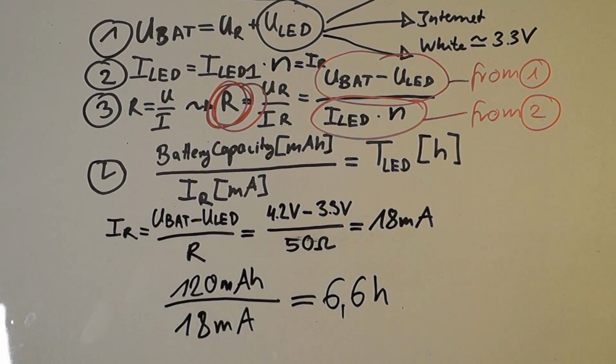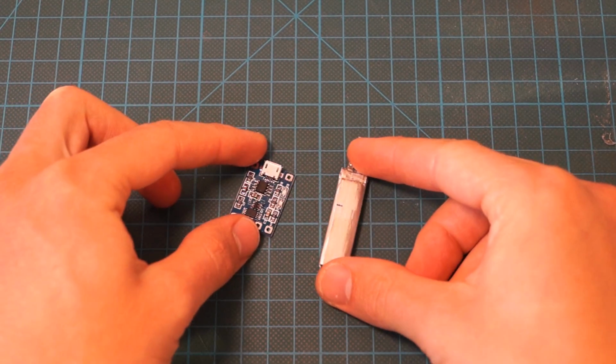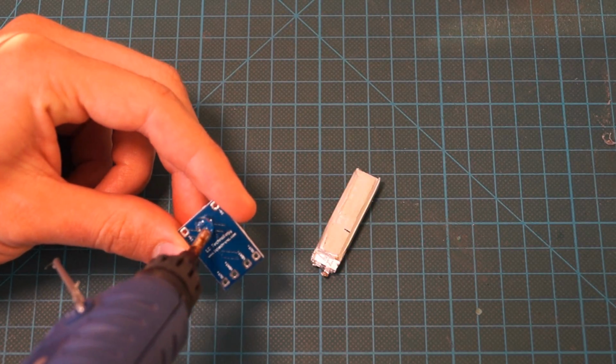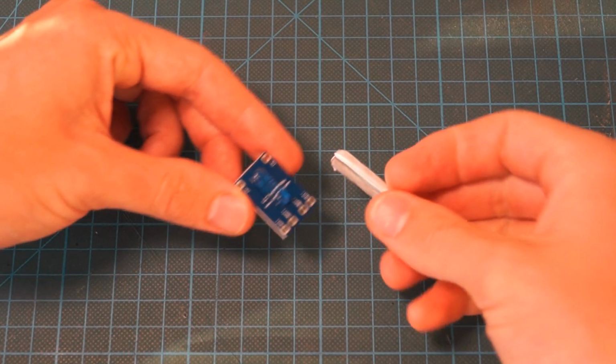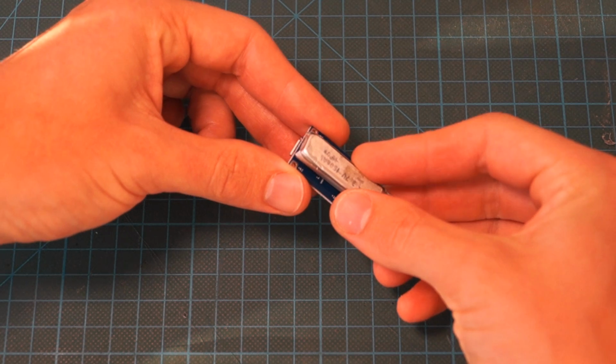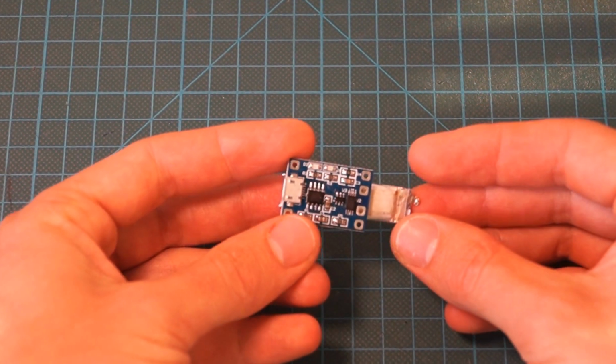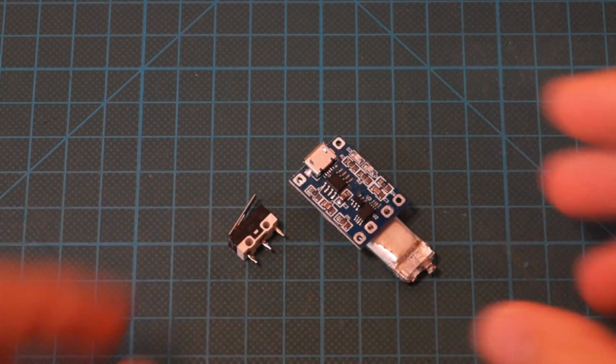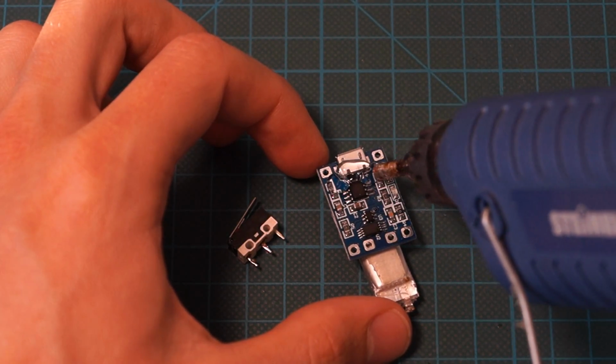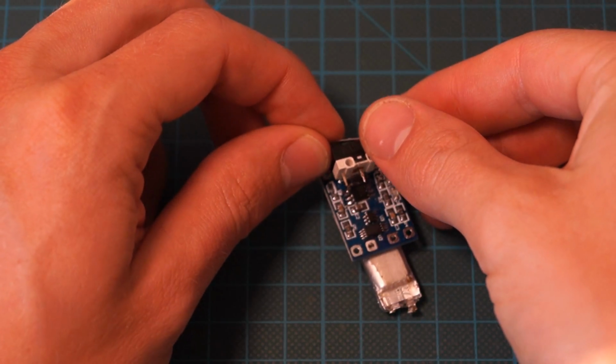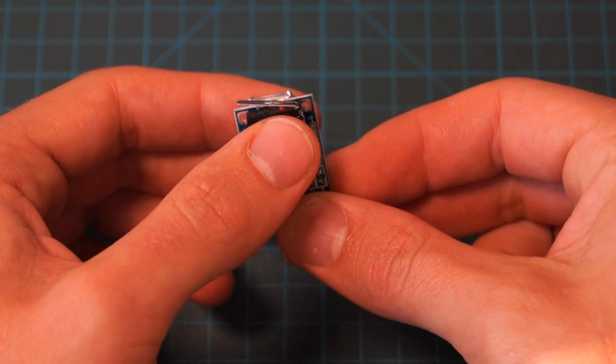Now let's get on with the assembly. Get your TP4056 and LiPo battery. Put some hot glue on the board's backside and glue the LiPo cell onto it with the contacts facing the opposite way of the micro USB port. Get your micro switch and glue it to the board's top side right onto the micro USB port. This will later turn on the lights with a turn of the bottle cap.